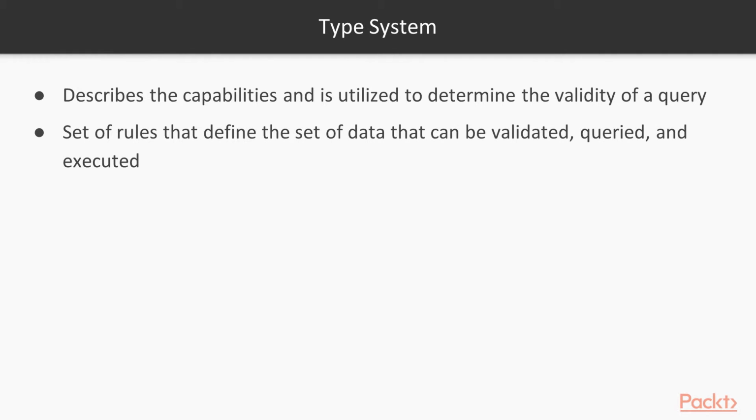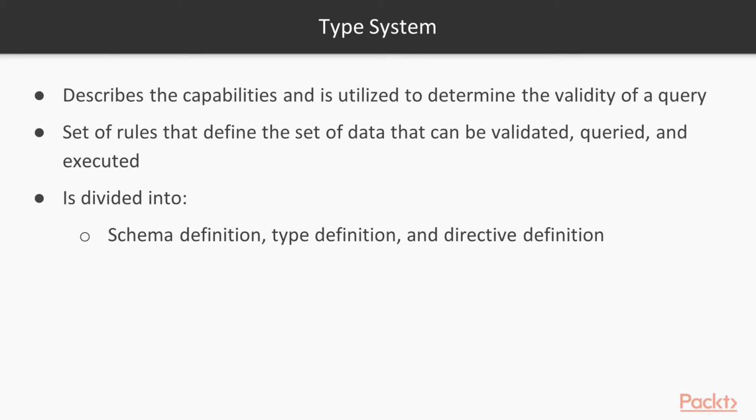Even though the main purpose of the type system is to validate queries, it is not utilized only for validating. It is also utilized to execute queries as well. The type system is also divided into definitions: schema definitions, type definitions, and directive definitions. These three definitions of the type system will become clearer once we continue learning about GraphQL and its terminology.